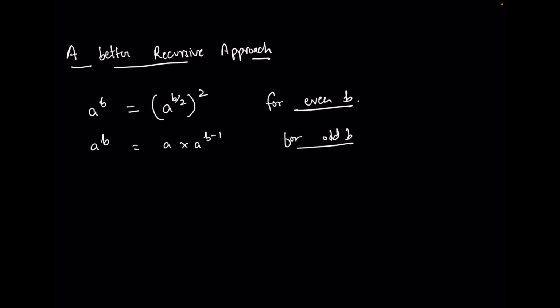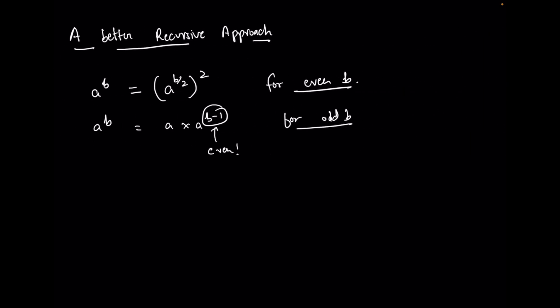It might seem that that is a problem, but if you look at this formulation more closely, you'll observe that b minus 1 is actually going to be even, right? If b is odd, b minus 1 is going to be even. And since b minus 1 is even, in just the next sub problem, that is in calculating a to the power b minus 1, you can use the first recurrence relation, and again you'll get a sub problem which is half.